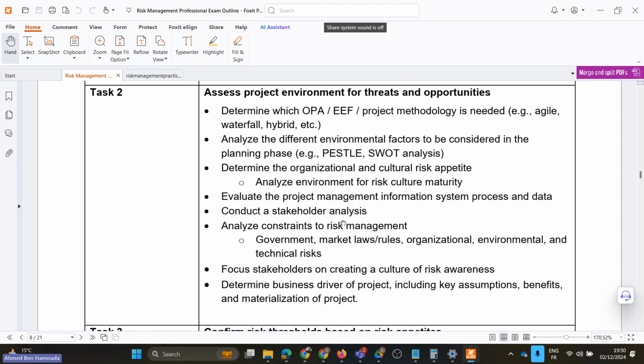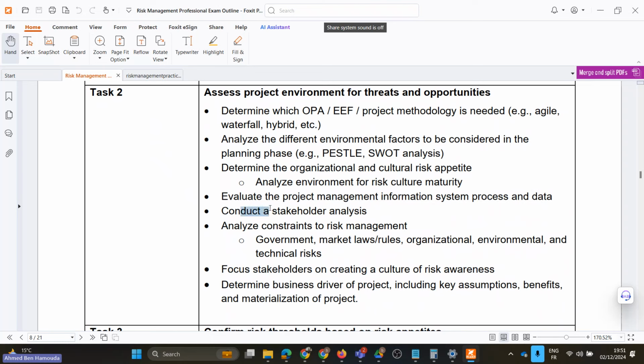Also in task 2, we will see some information systems, whether process or data, and how they help the project manager and the risk manager with managing the project and the risks of the project.